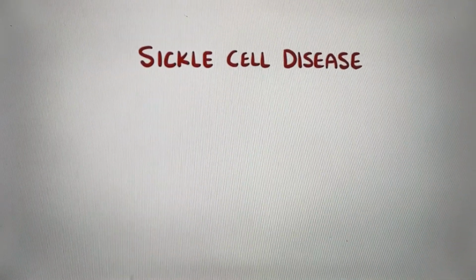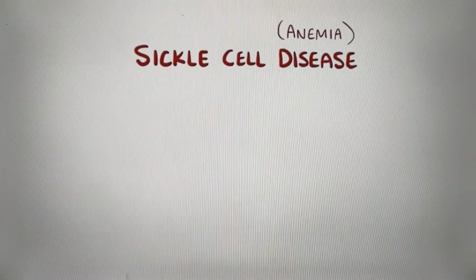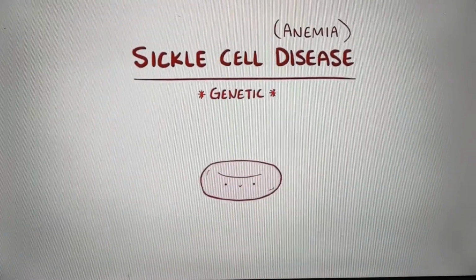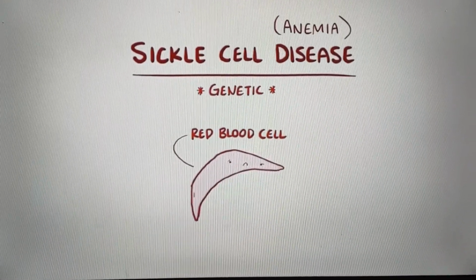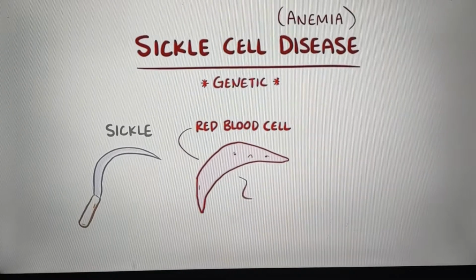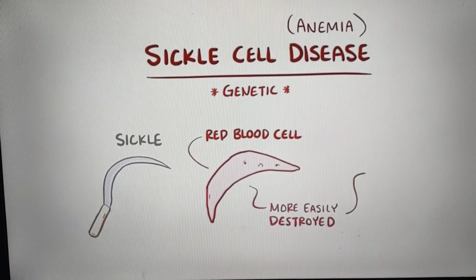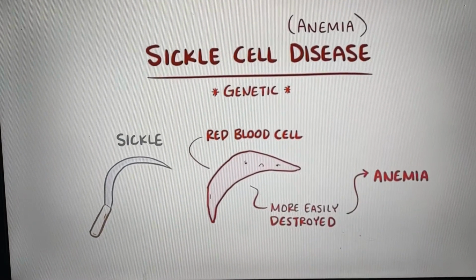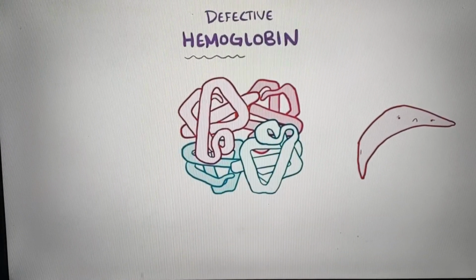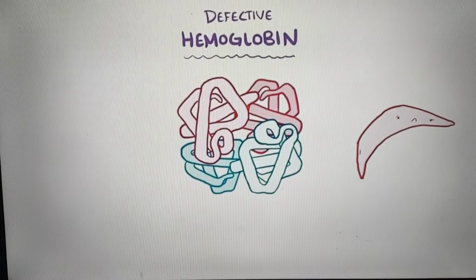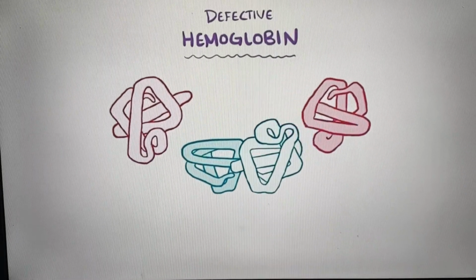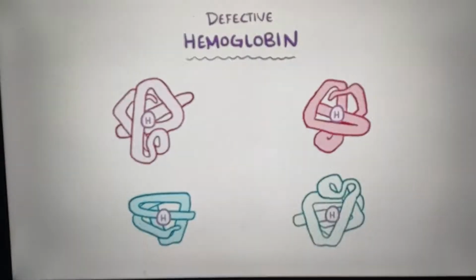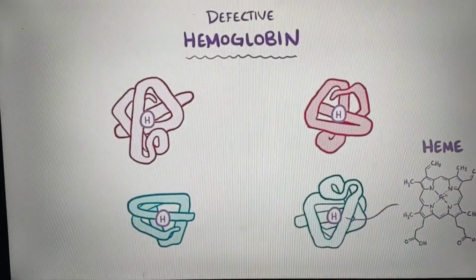Sickle cell disease, also called sickle cell anemia or just sickle cell, is a genetic disease where red blood cells can take the shape of a crescent or sickle, and that change allows them to more easily be destroyed, causing anemia, among other things. Sickle cell disease is caused by defective hemoglobin, which is the oxygen carrying protein in red blood cells. Hemoglobin is actually made up of 4 peptide chains, each bound to a heme group.